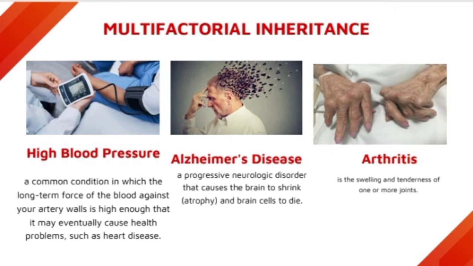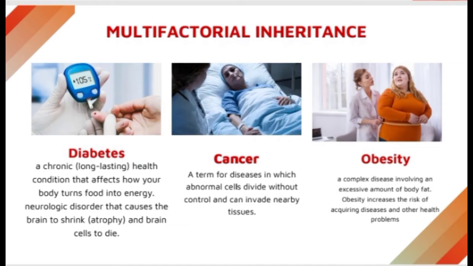Alzheimer's disease is a progressive neurologic disorder that causes the brain to shrink and brain cells to die. Arthritis is a swelling and tenderness of one or more joints. Diabetes is a chronic, long-lasting health condition that affects how your body turns food into energy.